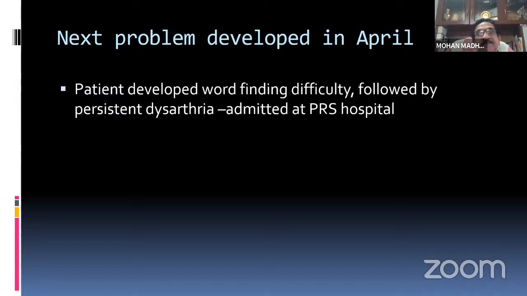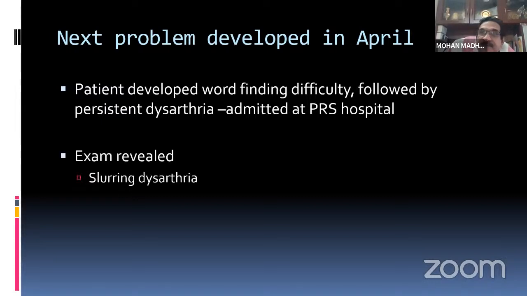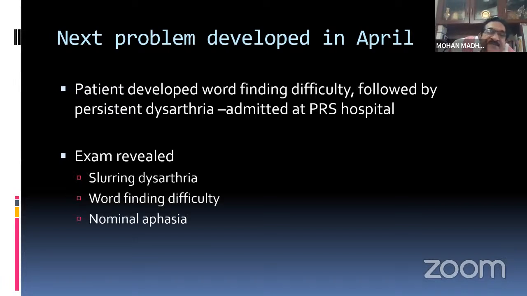It's the fourth episode, which she developed in 2018. The patient had word finding difficulty again, followed by persistent dysarthria, and was admitted to the PRS hospital. Examination revealed slurring dysarthria, word finding difficulty just like previously, normal aphasia, and clumsiness of the right hand.